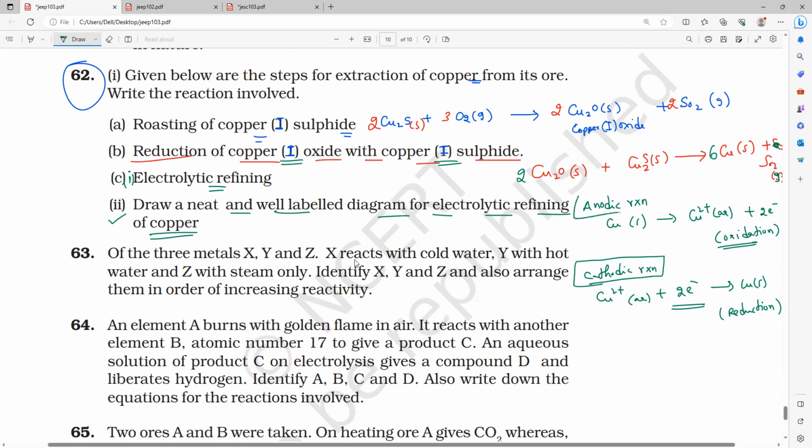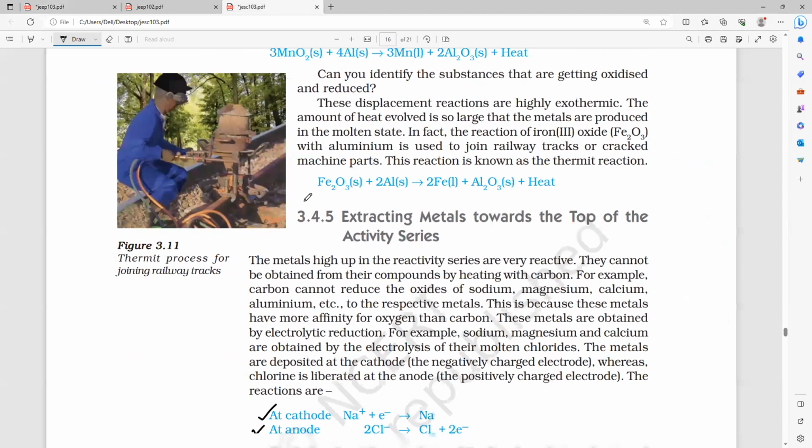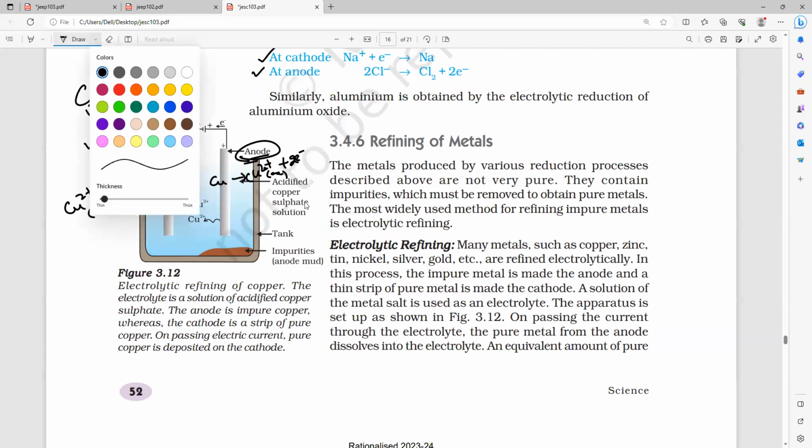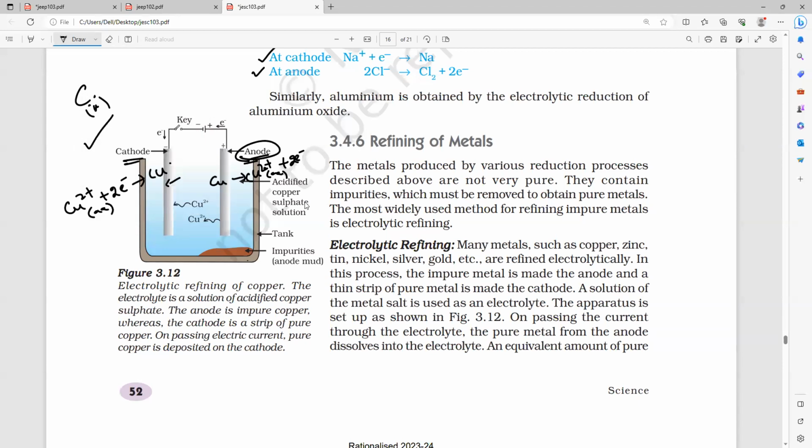So the cathodic reaction and anodic reaction, I already taught you, check it everybody. At the anode, it will lose electrons. So Cu turns into Cu2+ and 2 electrons are removed. At the cathode, Cu2+ will gain 2 electrons and turn into a Cu atom. That is what happens. This is called the cathodic reaction and this is called the anodic reaction. Hope everybody is clear? Everybody, please write it.